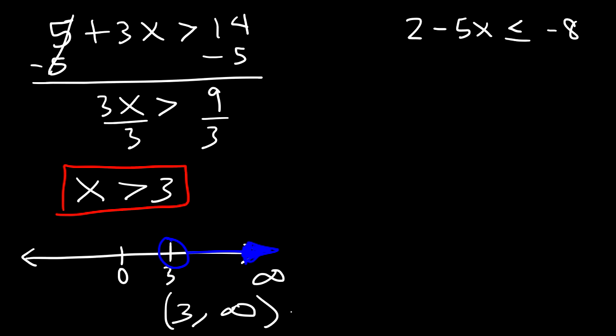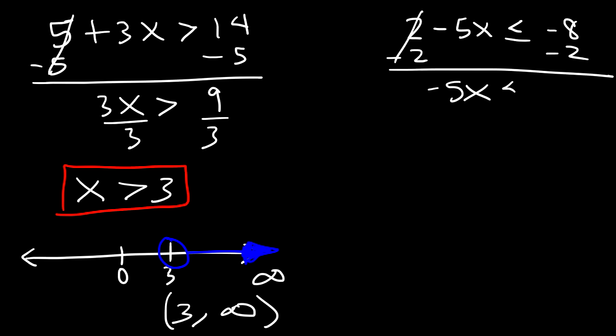Now for the example on the right, we need to subtract 2 from both sides. So negative 5x is less than or equal to negative 10. Now what we need to do is divide both sides by negative 5.